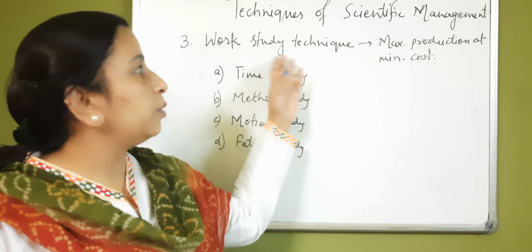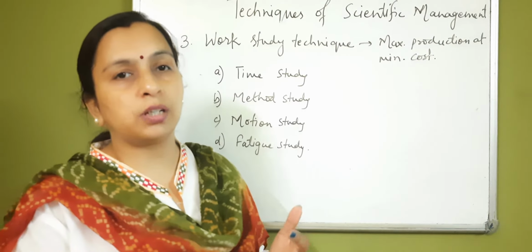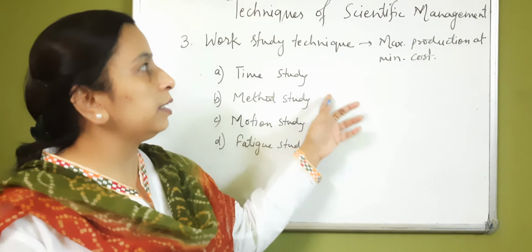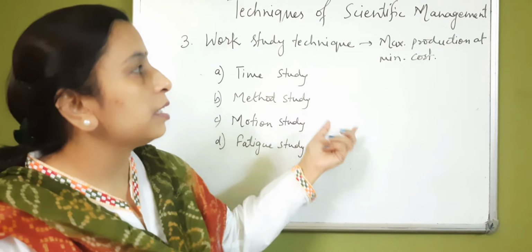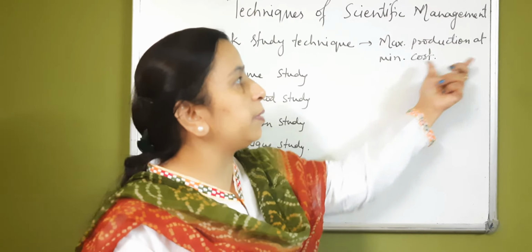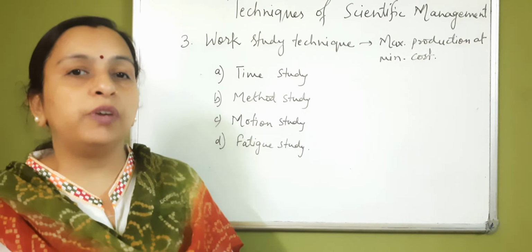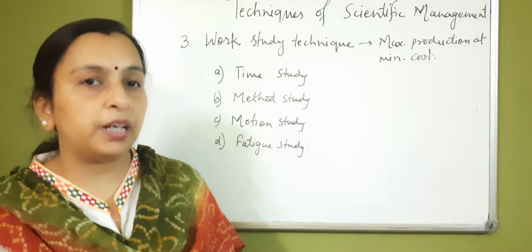Next is the work study technique. The first one was functional foremanship, then standardization and simplification. Now Taylor gave this technique, which is work study. What does work study say? It focuses on maximum production at minimum cost, so that the factory will get maximum benefit out of it.